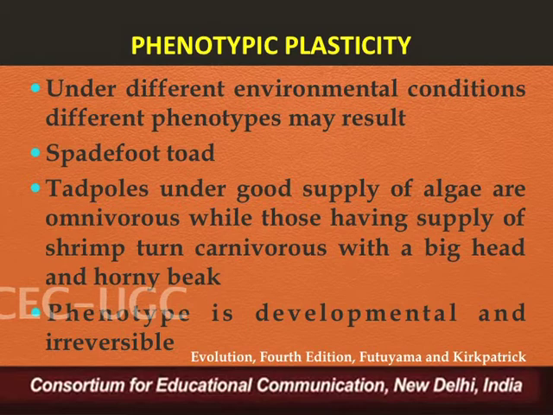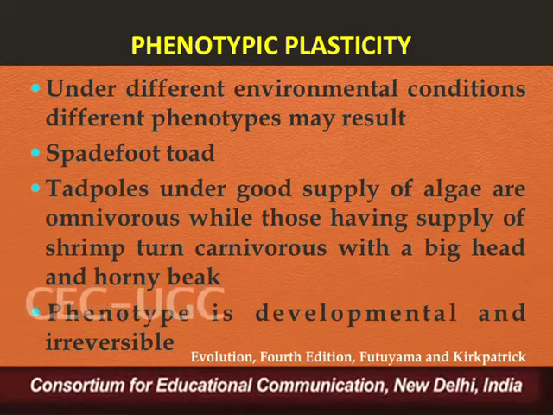So these spadefoot toads lay eggs in freshwater bodies, small ponds or pools, and if the tadpoles which hatch have a good supply of algae, then these tadpoles turn omnivorous and they store quite a lot of fat which helps them during their later life. But if the supply of algae is not that much, and if shrimp is much more in supply, then these tadpoles turn carnivorous, and they develop a very big head and a horny beak to catch the shrimp.